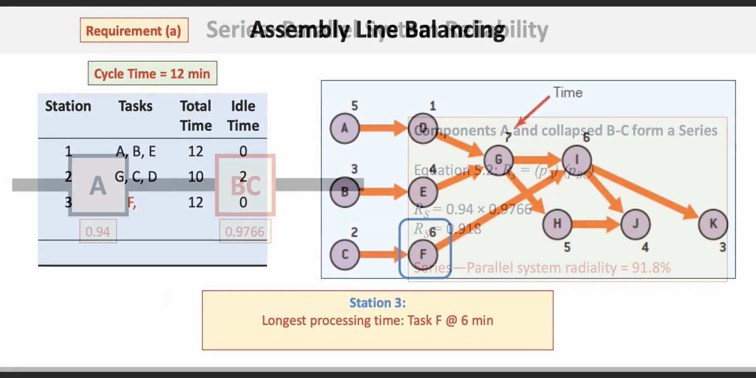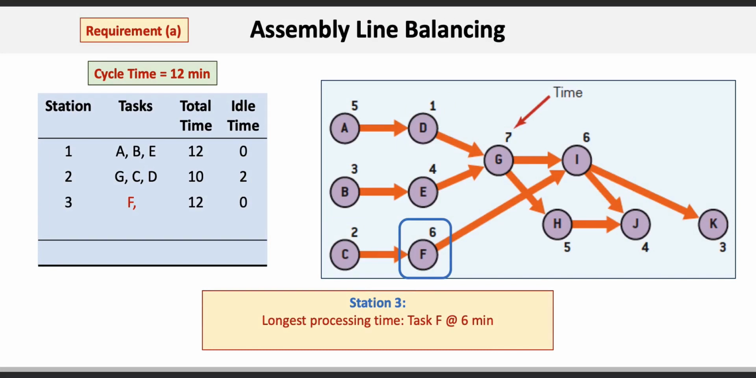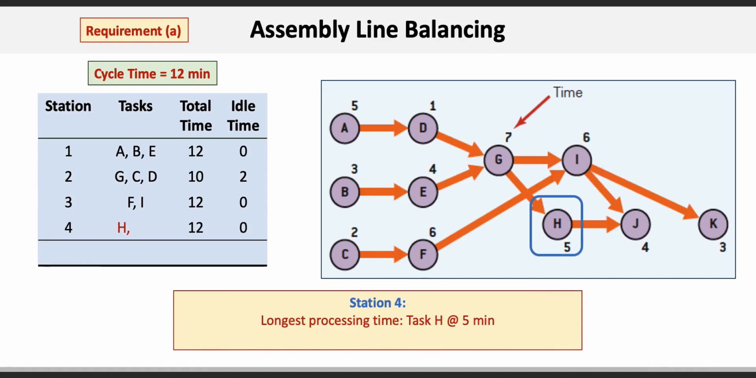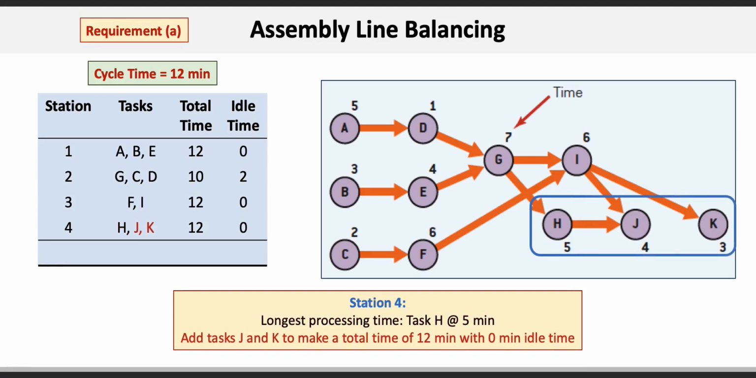Now on to station 3. Of the remaining tasks closest to where we finished, there's task F with a time of 6 minutes. We then look for a task with the next largest time, which is task I. Task I also takes 6 minutes. This results in a workstation with 2 tasks and a total time of 12 minutes with 0 idle time. Now you see we still have ungrouped tasks, so we keep going. For workstation 4, the longest time is task H at 5 minutes. To fill out the workstation, we can add tasks J and K with times of 4 minutes and 3 minutes respectively to create a workstation with 12 minutes and 0 minutes idle time.